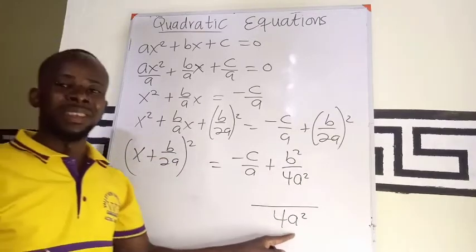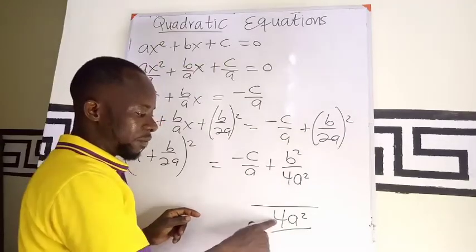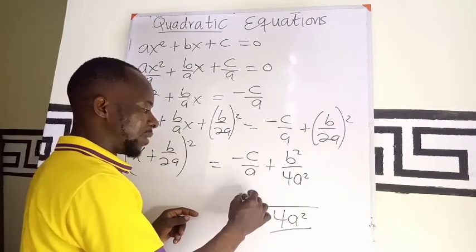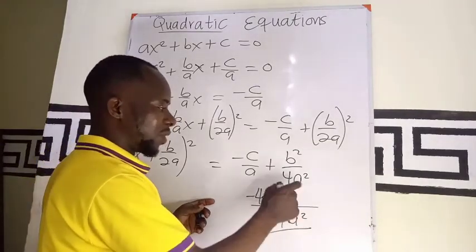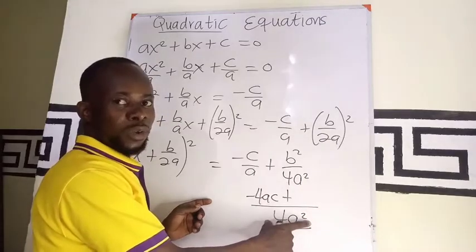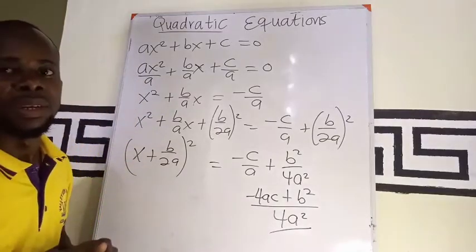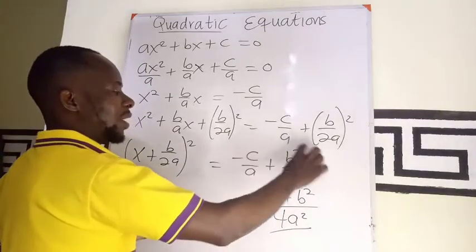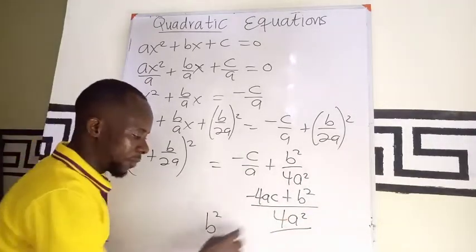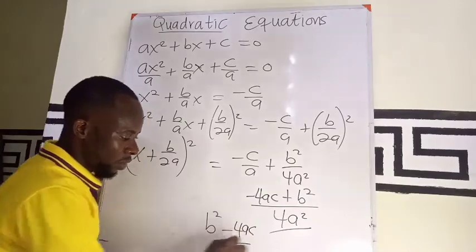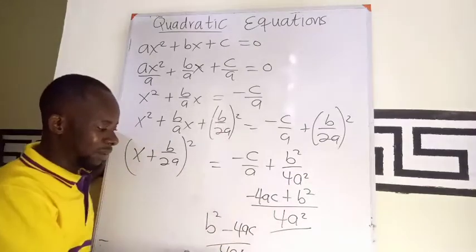When I divide this, if I put a here, it will cancel the square. So I'll be left with 4a. Multiplying this gives me negative 4ac. Then plus 4a squared going here will also give you 1. 1 times the third will still maintain the b squared. So you can see that if I simplify this, it will just be b squared minus 4ac all on 4a squared. So the whole of this is nothing but this.